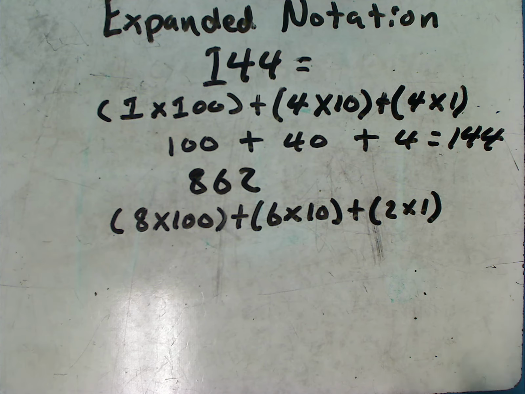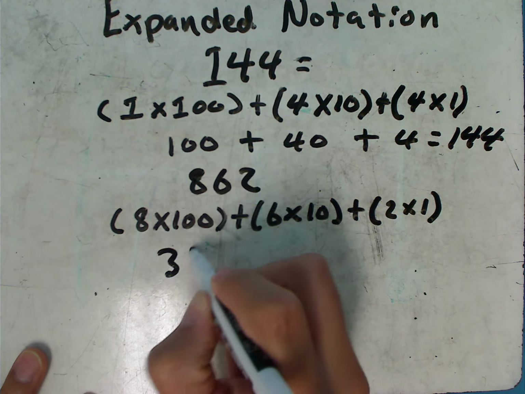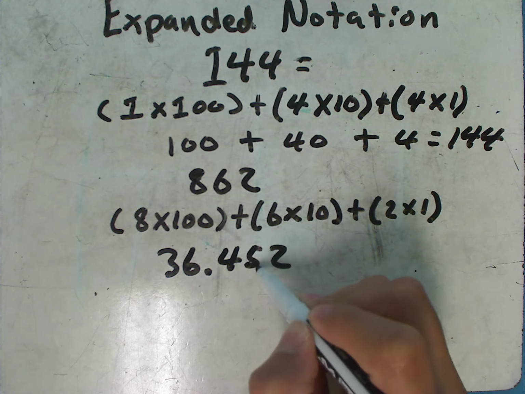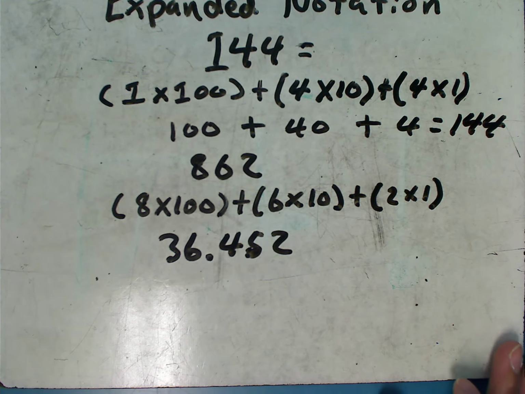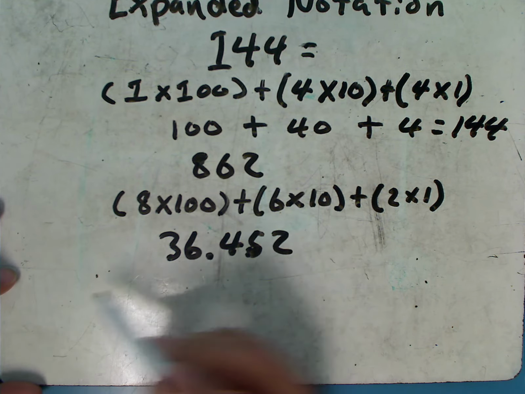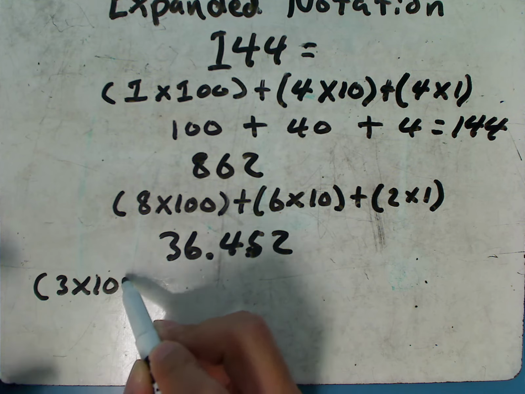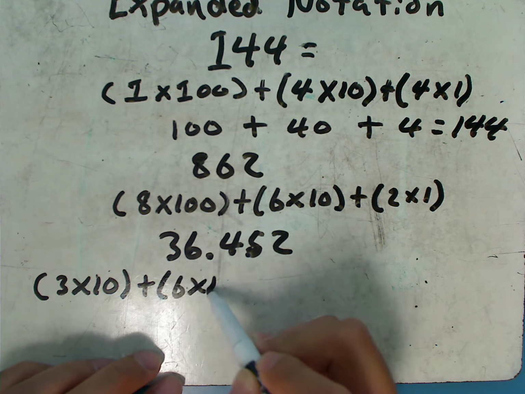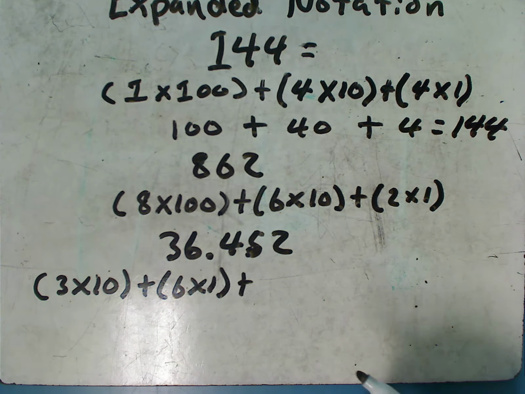Okay. So we're going to do an example with decimals. Right. So here I have 36 decimal 452. Okay. So we always start off with the greatest place value as far as expanded notation. So here I'll start with my tens place. So here I would do 3 times 10 parentheses plus parentheses 6 times 1 parentheses plus, and now we're getting to our decimals, right?